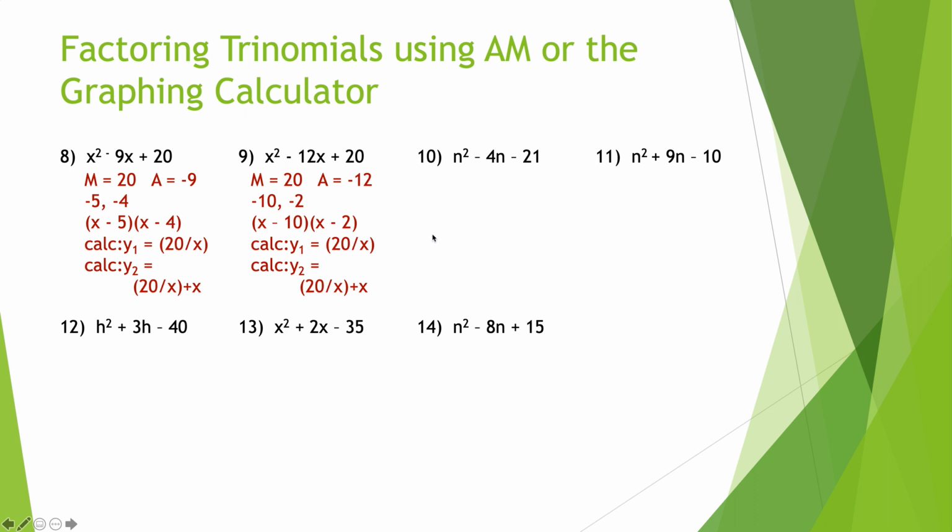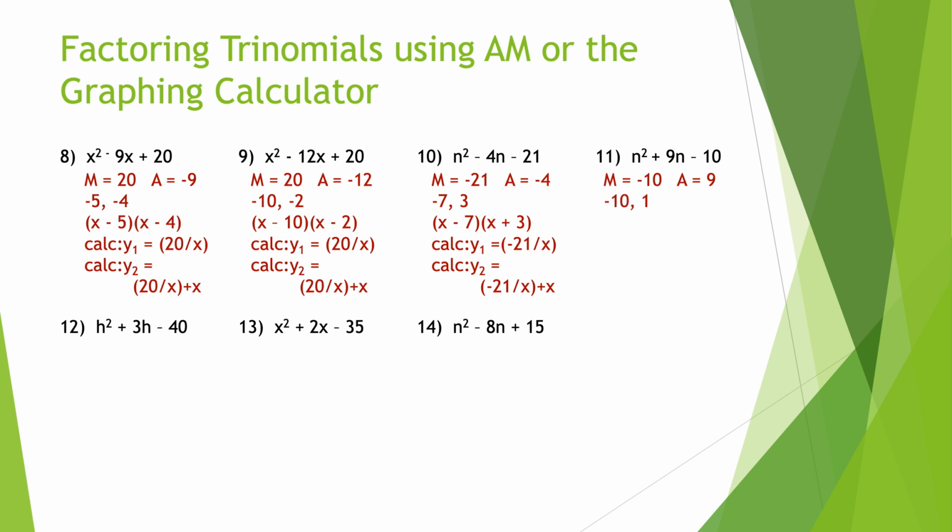Okay? Here are the answers to numbers 10 and 11. You'll notice that I have to multiply out to equal the last number. That's always the case. Negative 21, add up to negative 4. So I get negative 7 and 3.